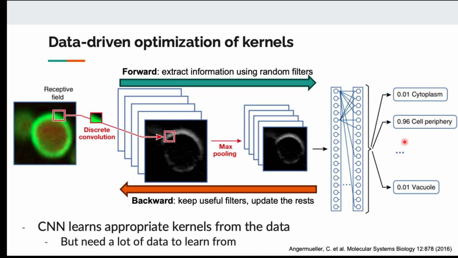So that's essentially what's going on inside computers. They're going to try changing these numbers up and down in a smart way until at the end they identify all the kernels that will help them detect that this is a cell membrane, not a cytoplasm, not a vacuum, not a background.